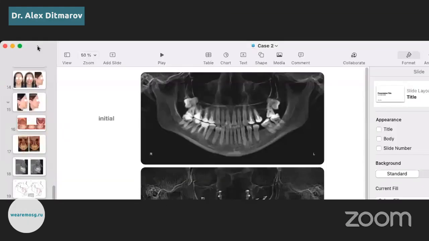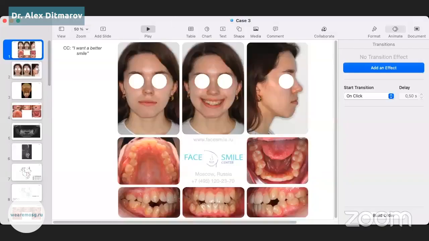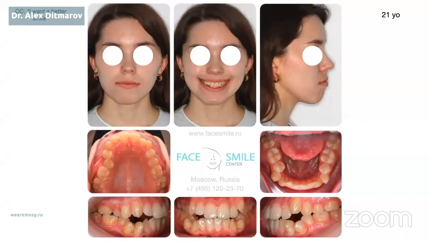We are moving to the third case for today. And this is a case I debonded just yesterday. So, this is a young lady of 21 years of age. She came for an initial consult with a chief complaint of crooked teeth.